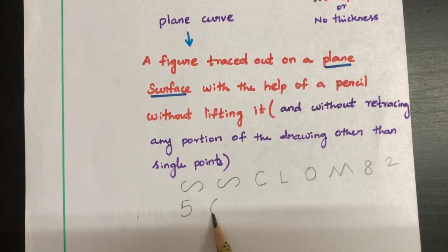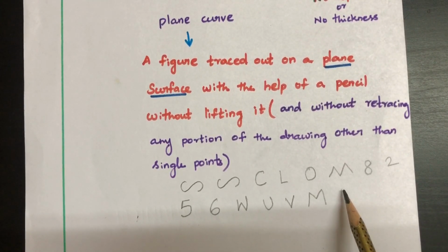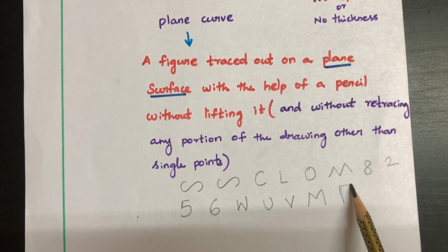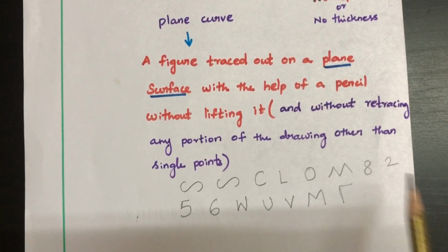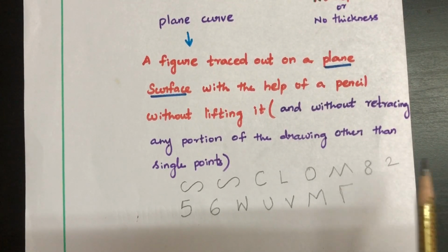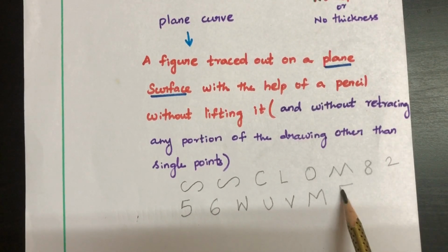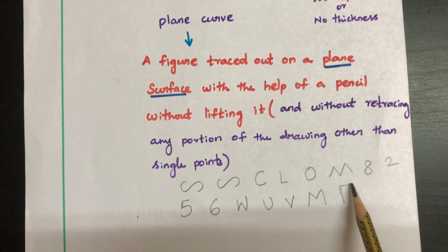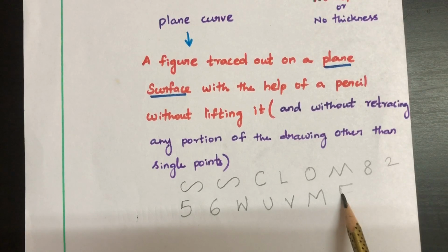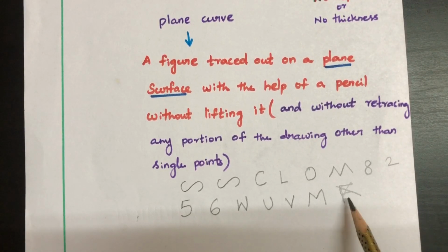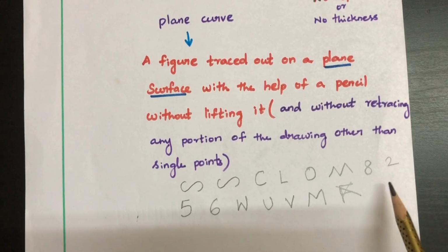5, 6, W, U, V. We cannot do F and other things. See, F means you can do this one line and this one, and for the other line, we need to lift our pencil. So we should not lift. If we lift, it is not a curve. So for doing F, we need to lift our pencil and draw a line here. So F is not a curve, right?